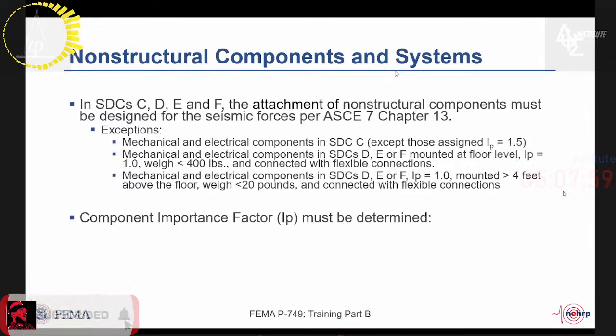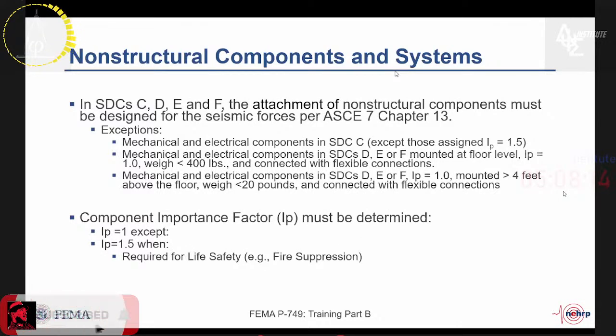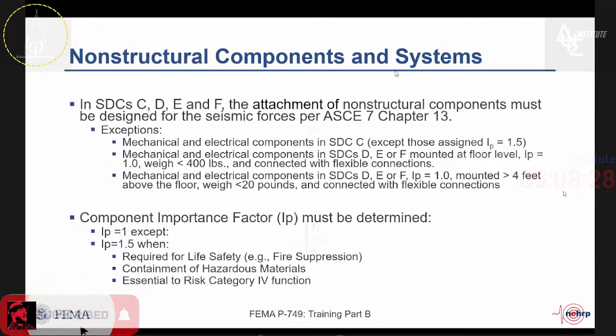The component importance factor must be determined, obviously, to determine if a component must be anchored or braced. Typically, the component importance factor, I sub P, is going to have a value of 1 unless the structure is required for life safety protection, for example, like a fire suppression system, or is required to contain hazardous materials. And ASCE 7 has a complete list of the types of components that fall into these categories.